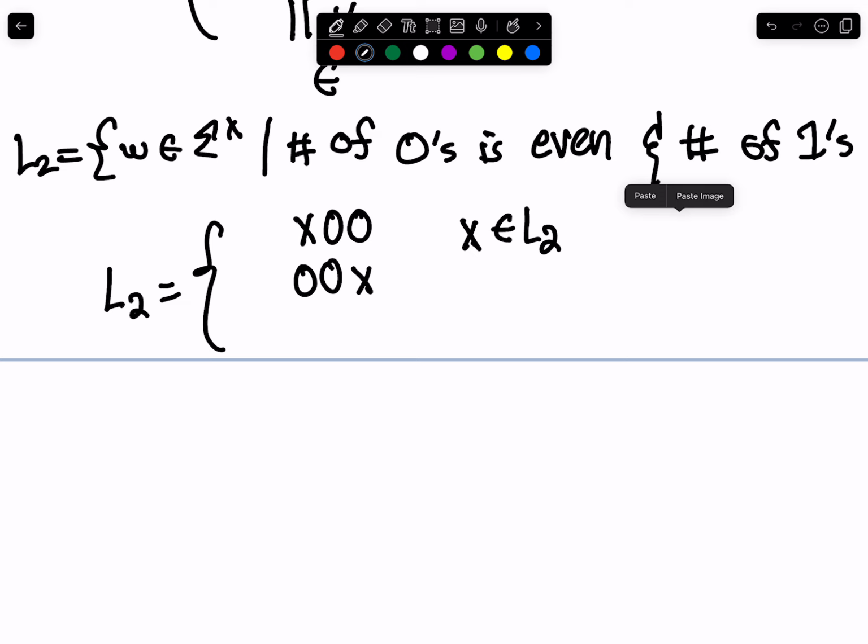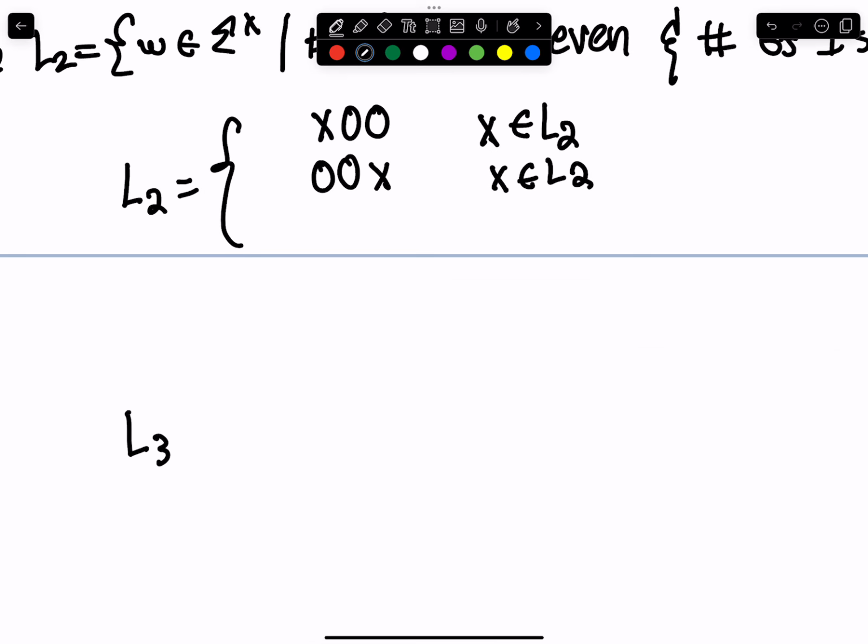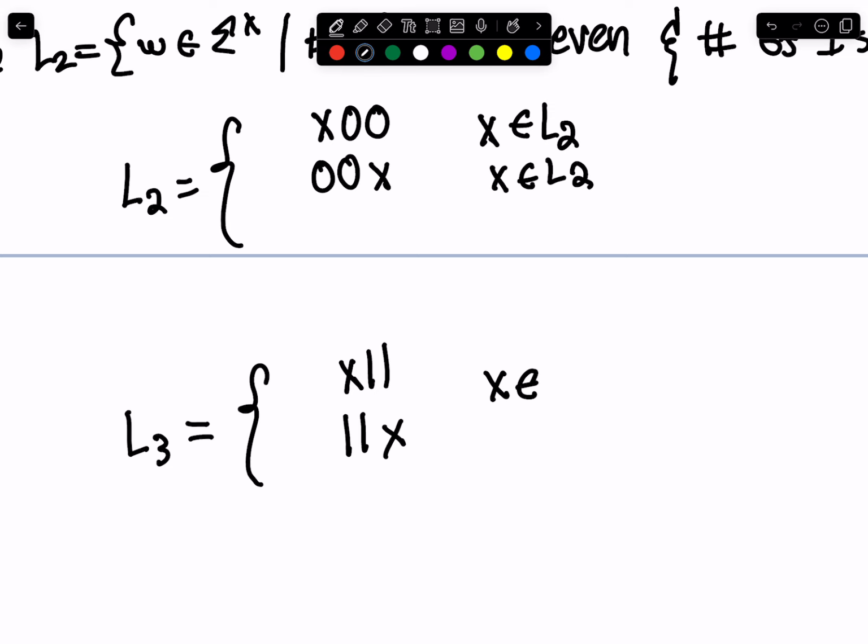What if I define a language where the number of ones is even, and then I take that language and add exactly one 1 onto it? So let's define a language L3. Oh, sorry, that's L2, where the number of ones is even. So same thing, x1, 1x, if x belongs to L3.